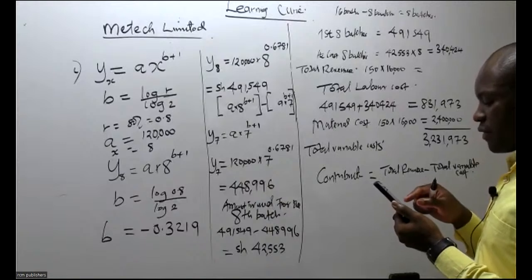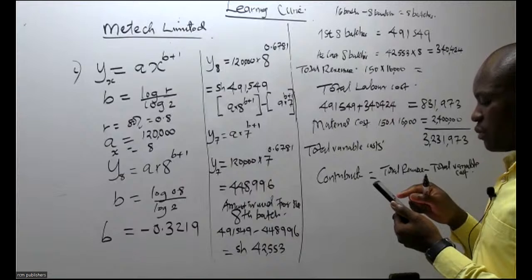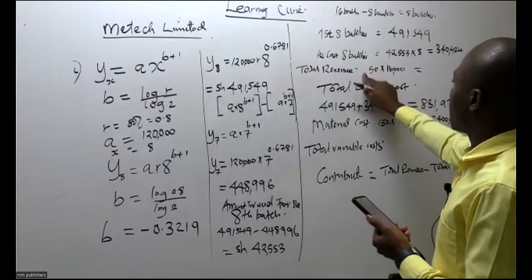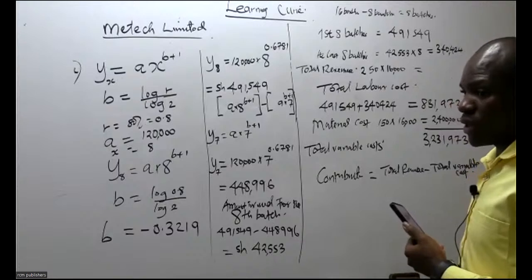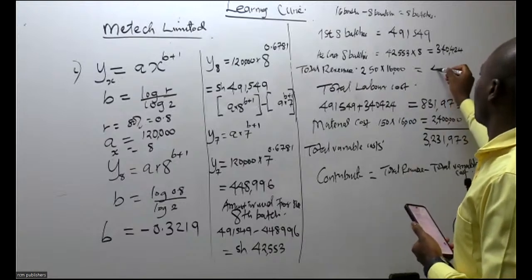The first paragraph: Medtech Limited is in the process of developing new product branded Valida. During its expected life, it is estimated that 16,000 units will be sold at a price of shillings 250,000. The selling price is 250,000. So how much do we have? 4 million.